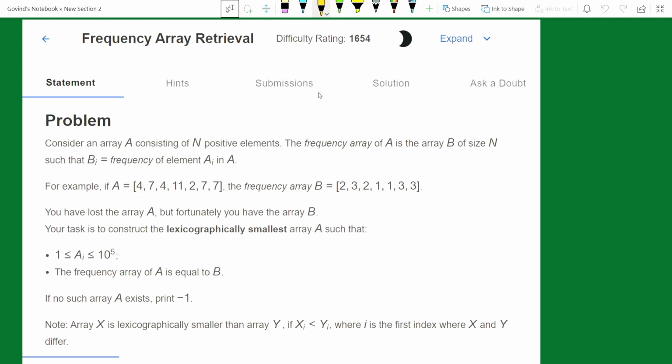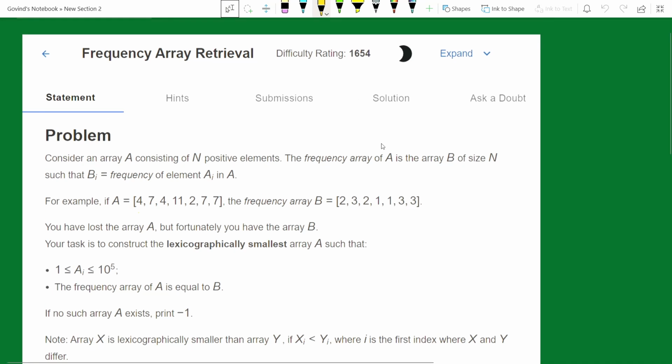Now we are going to solve the third problem of Division 2 of CodeChef, which was asked in a recent CodeChef contest, and it's Frequency Array Retrieval. So what was the question? We have an array A which contains n elements, and there is a frequency array of A, which is B, also of size n. So what will be the ith element of array B? It would be the frequency of the ith element of A.